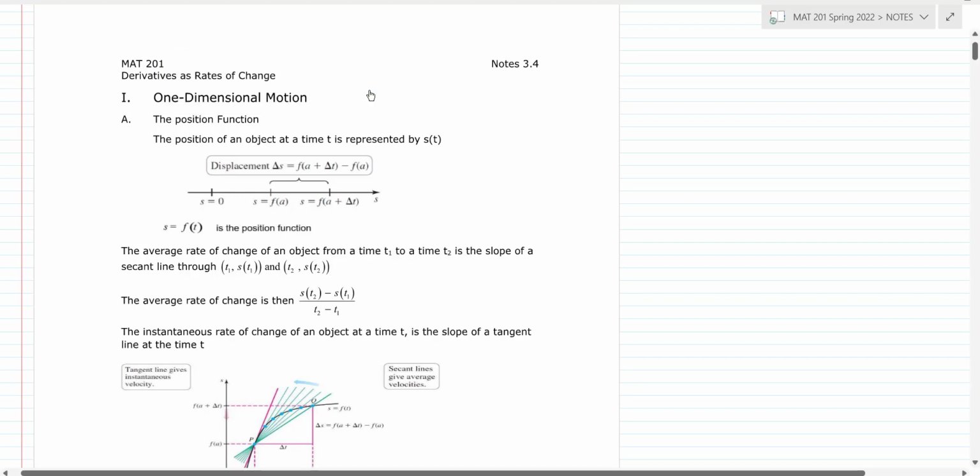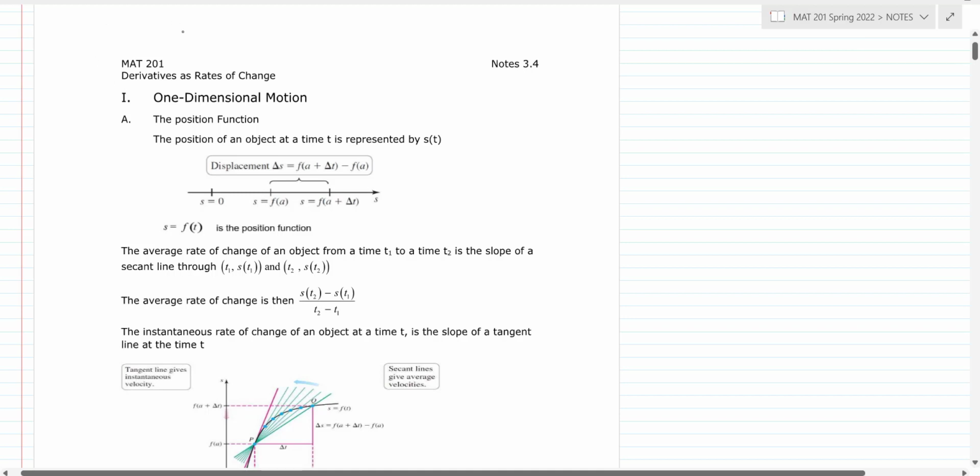Okay, so I hope you enjoyed that introduction. What we're going to be looking at is motion. We're going to be talking about derivatives and how they relate to a rate of change. So we're going to do a lot of physics in this section and then wrap it up with a little bit of economics. So to begin with, one-dimensional motion: you can think and plot motion on a number line.